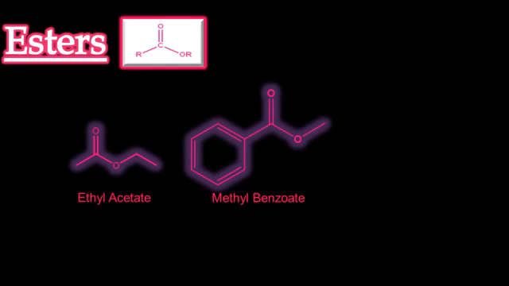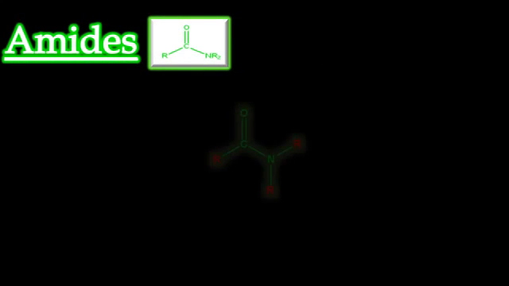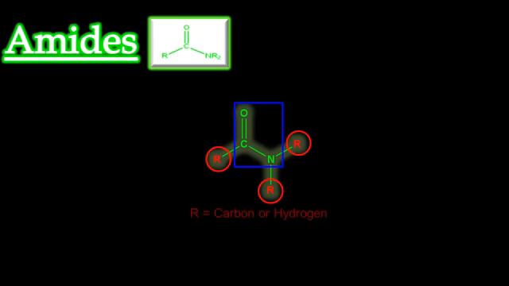Methyl benzoate is an example of an aromatic ester, featuring a methyl group as its carbon group and an aromatic ring for its other carbon group. Amides. Amides feature a carbonyl group that is bonded to a nitrogen. The carbon of the carbonyl is then bonded to either a hydrogen or a carbon, while the central nitrogen atom is bonded to 2 carbons or hydrogens, or a combination of the 2.